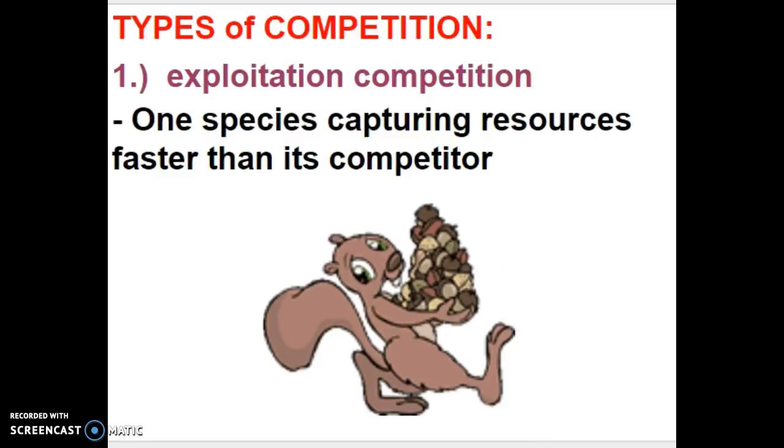So this can happen in a couple of different ways. A very common type of competition is what's called exploitation competition. If you're exploiting something, you are using it for your own gain. So exploitation competition is where one species is capturing resources faster than its competitor.